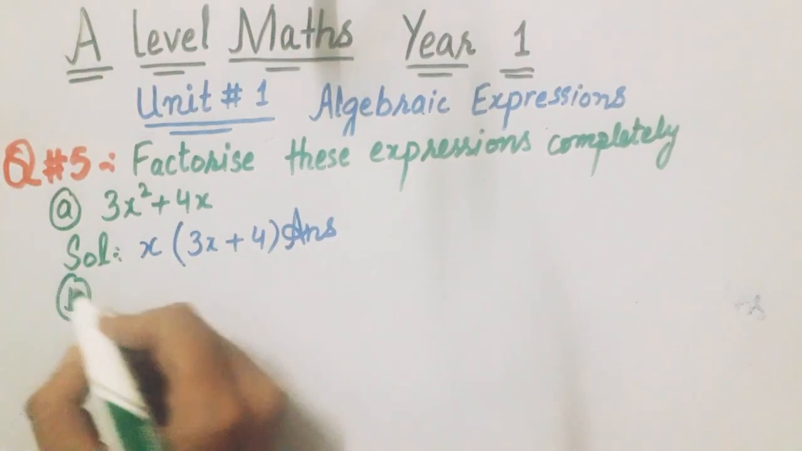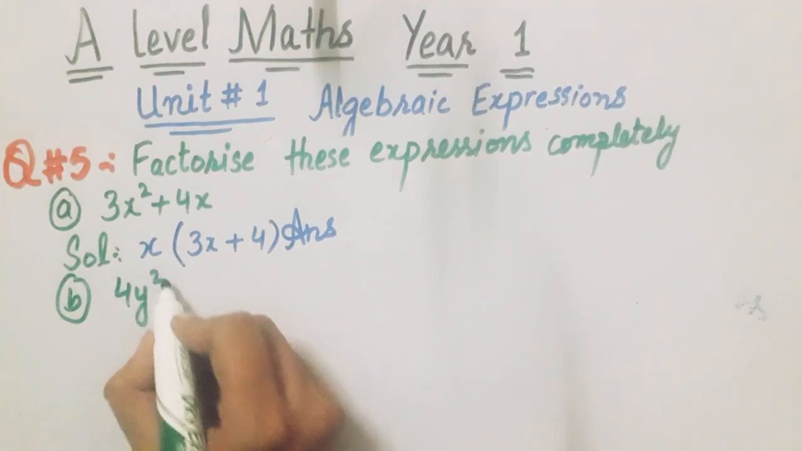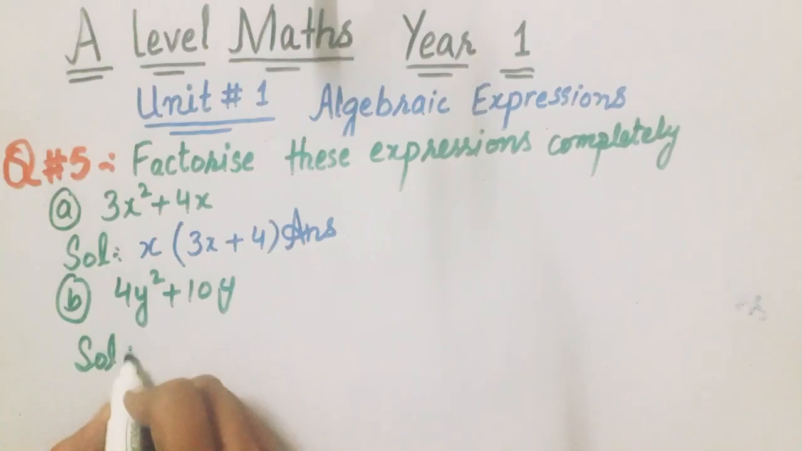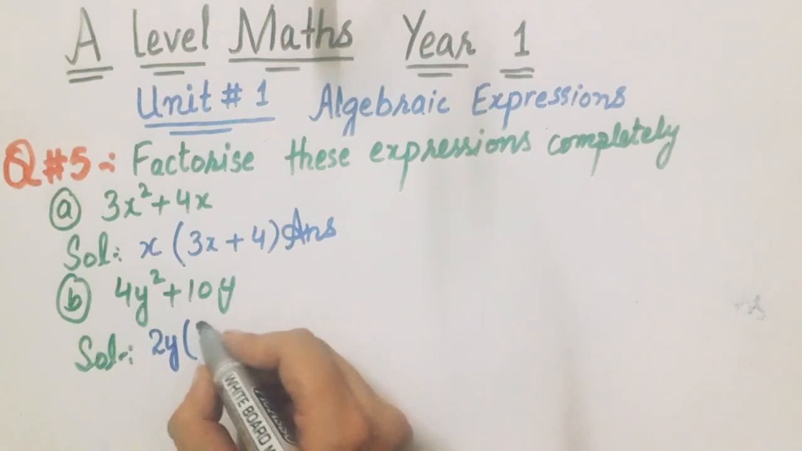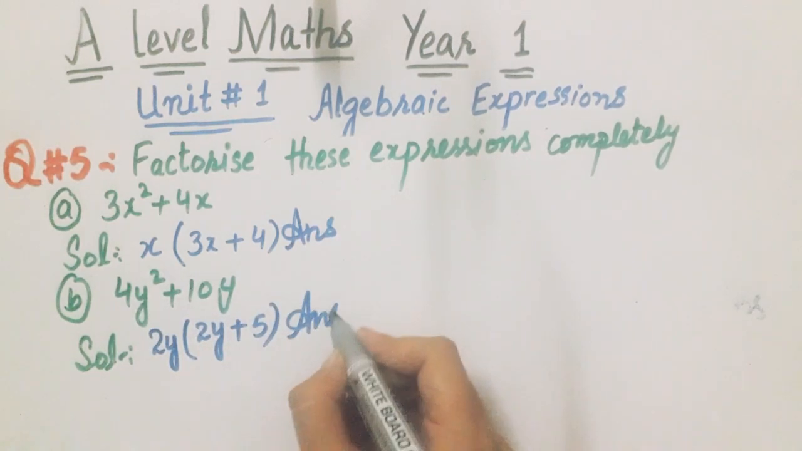Now we will solve the B part, that is 4y square plus 10y. So we will solve this as, take 2y common from this, so remaining will be 2y plus 5. So this will be the answer.